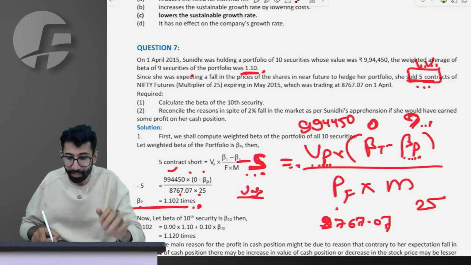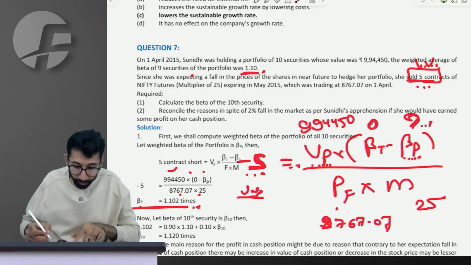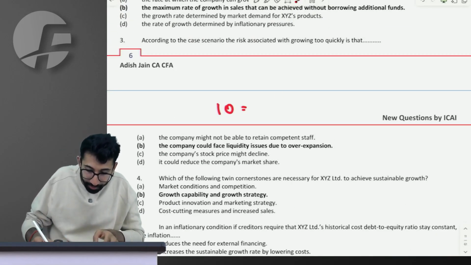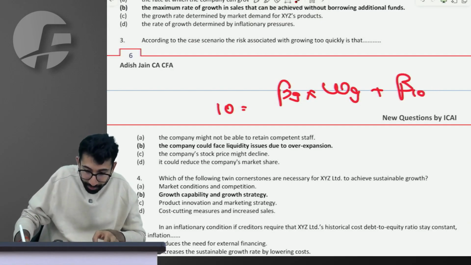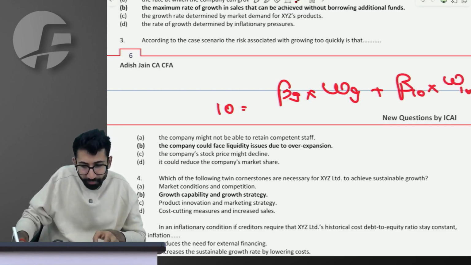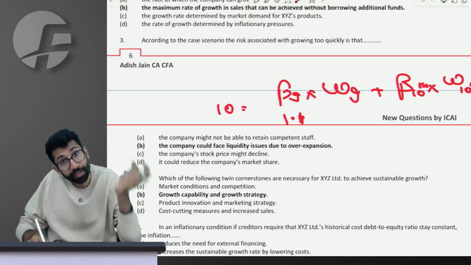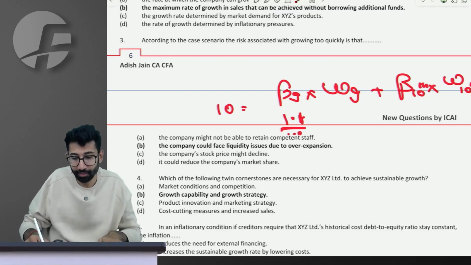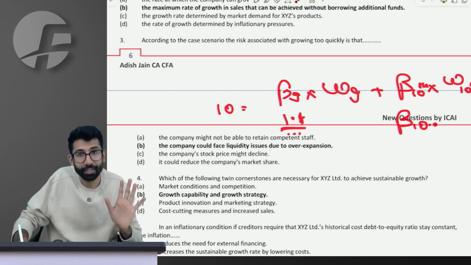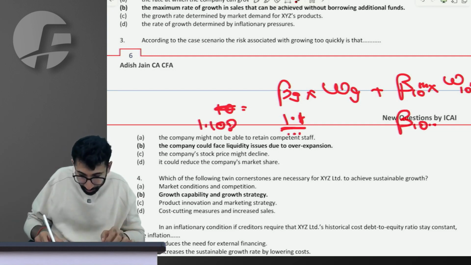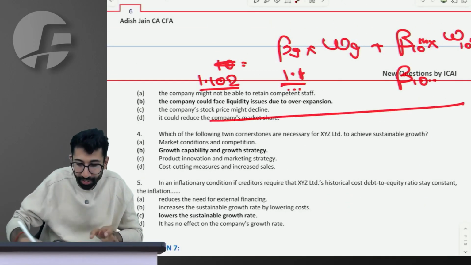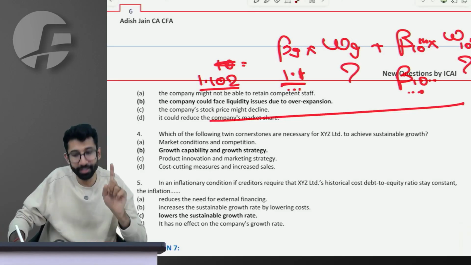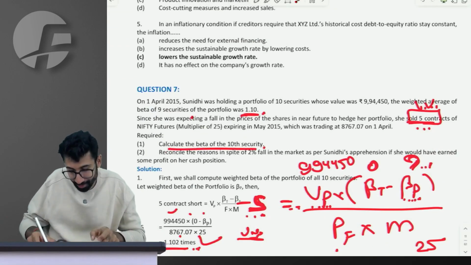securities. So if I have the weighted average beta of 10 securities, that is beta of 9 securities into the weight of 9 securities plus beta of 10th security into the weight of 10th security. The already weighted average beta of 9 is 1.1. The beta of 10th security we will find out. And I know the weighted average beta is 1.102 as already calculated. If I somehow get the weights, then I'll be able to calculate the beta of the 10th security, which is what the examiner asked.